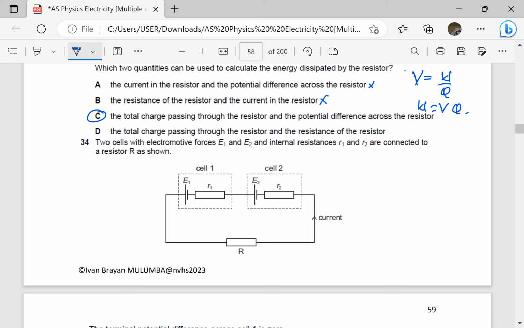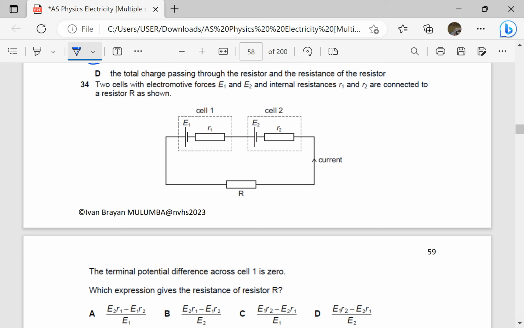Two cells with e.m.f. E1 and E2 and internal resistance r1 and r2 are connected to a resistor R as shown in the figure here. Okay. The terminal PD across cell 1 is 0. Which expression gives the resistance of resistor R?